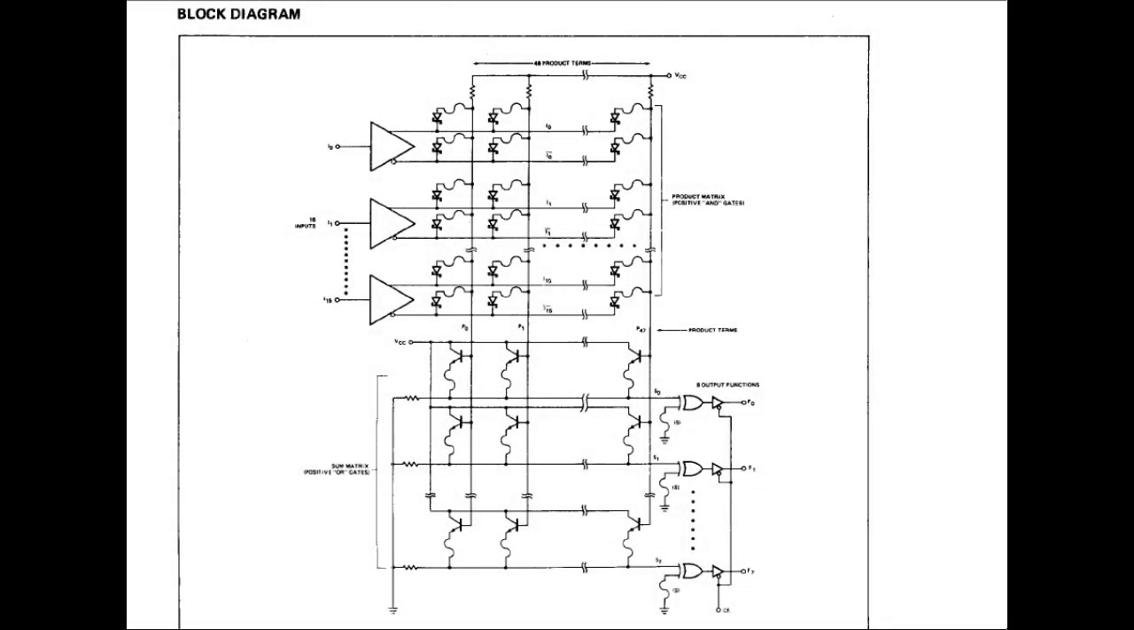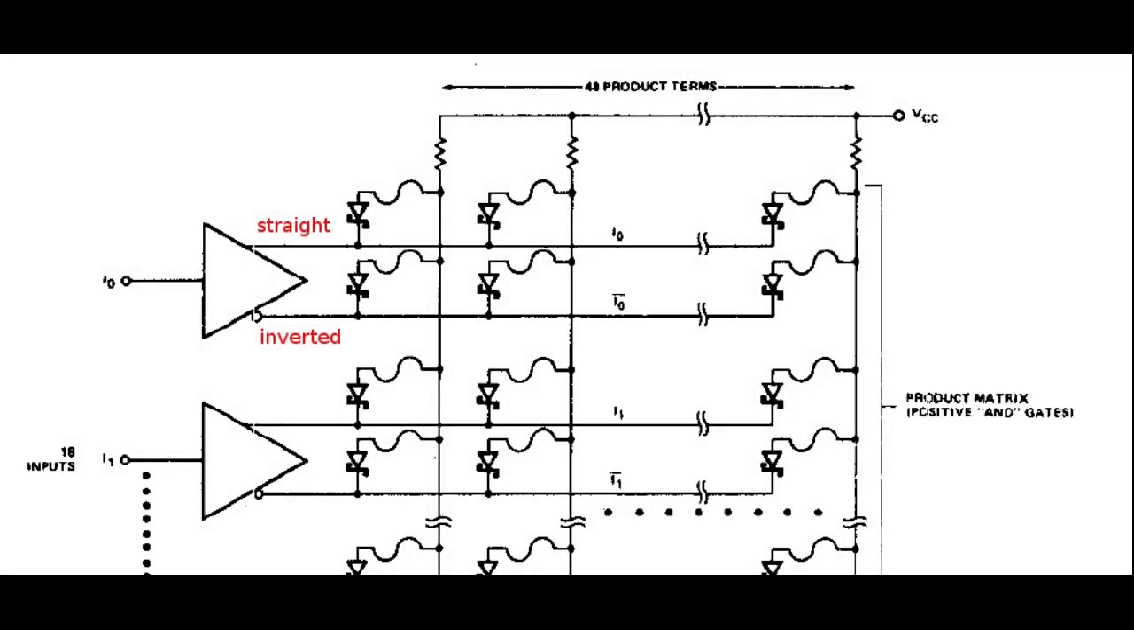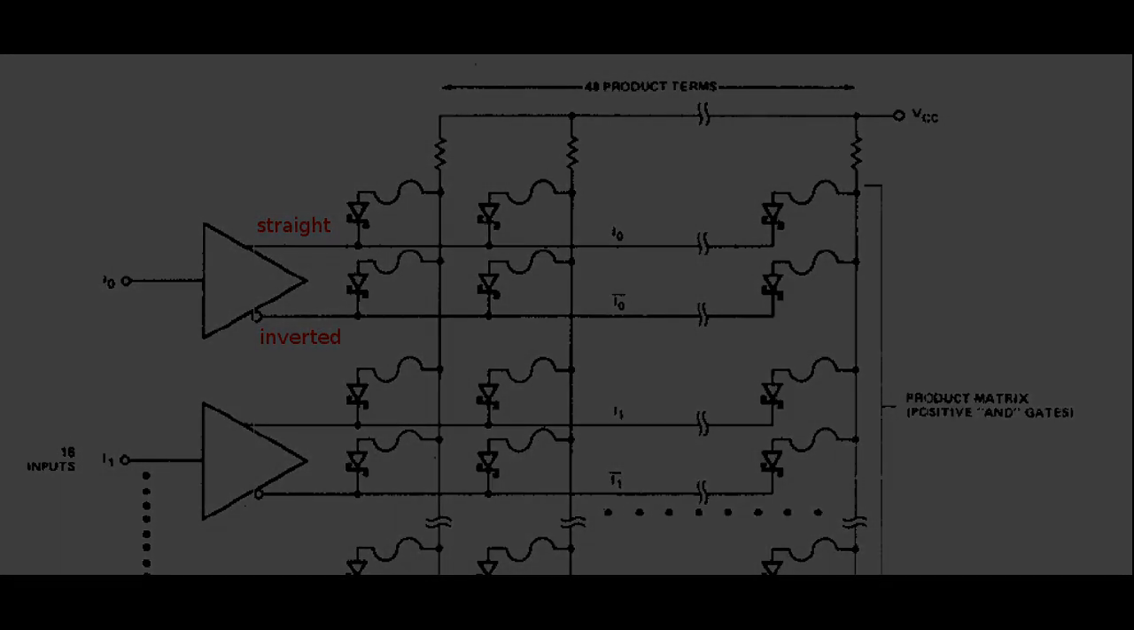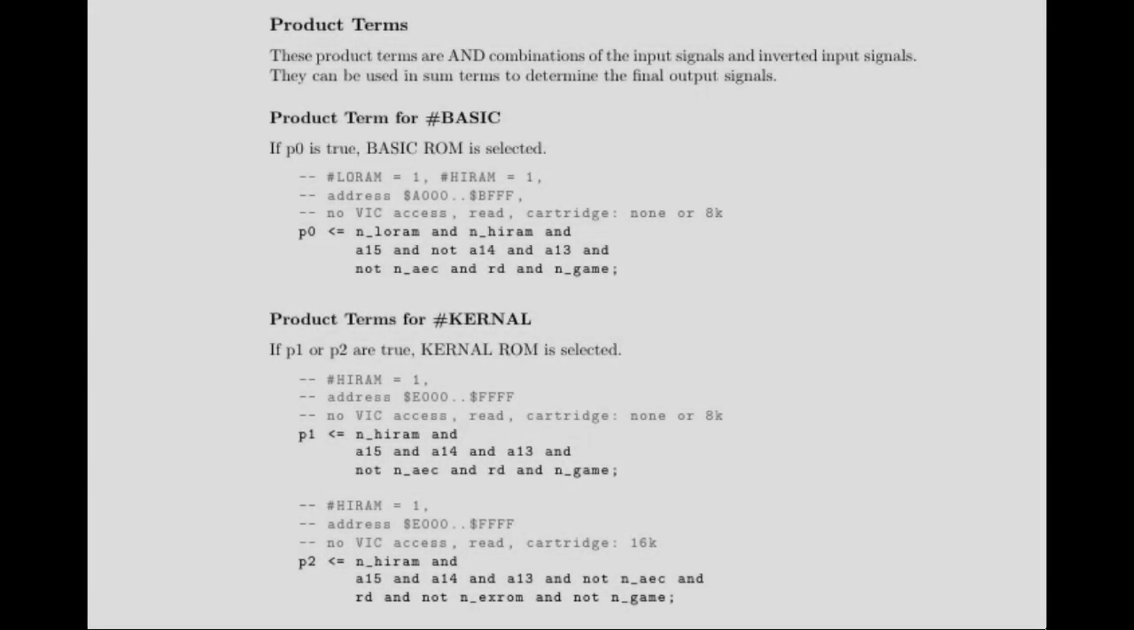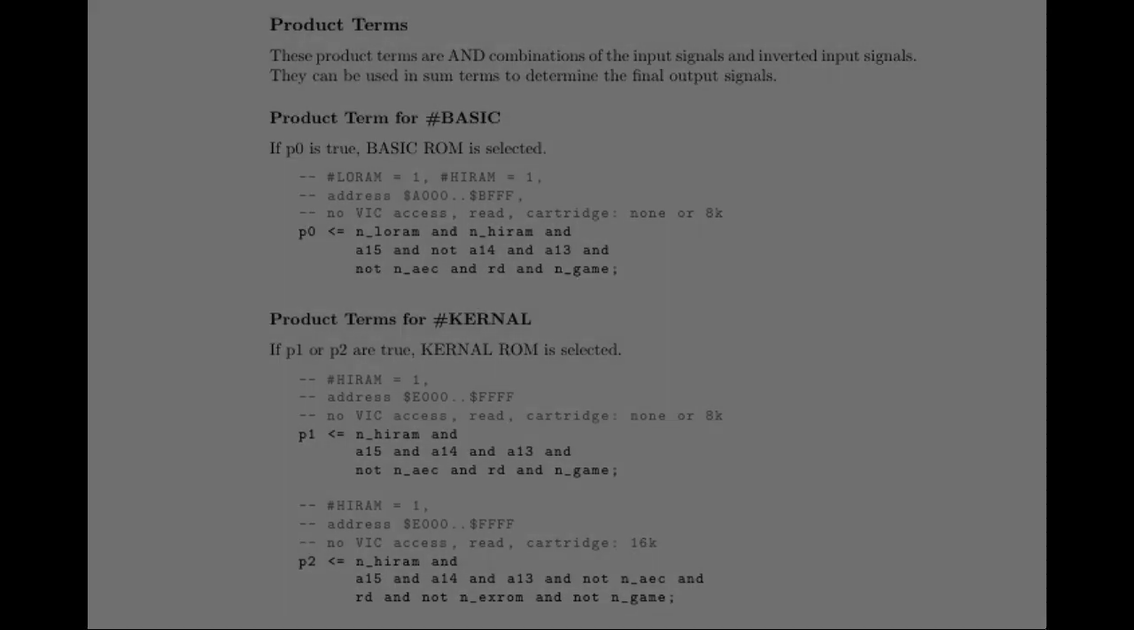All those S-shaped links are actual fuses that can be blown or not during the programming phase. By selectively blowing these fuses, we can implement up to 48 logic AND combinations of all the inputs, either in the direct or negated form. These AND functions are called the product terms. And here we can see some of the actual C64 PLA product terms. The link to this document is in the description.